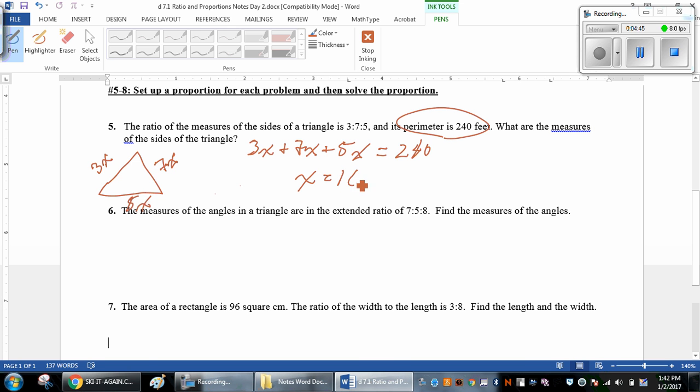And we get x equals 16. All right, now x equals 16, that's not our answer. Remember, our answer is our sides, and our sides are 3 times x, and 7 times x, and 5 times x. So we got to plug those in.